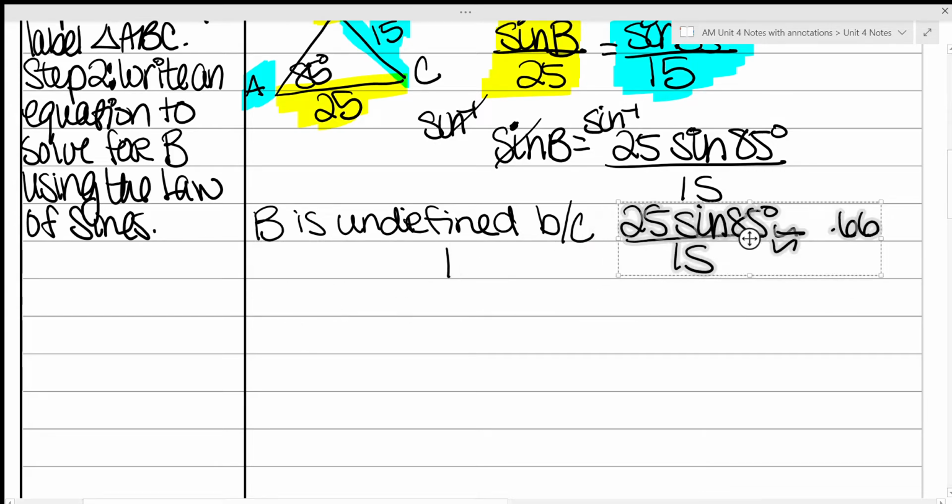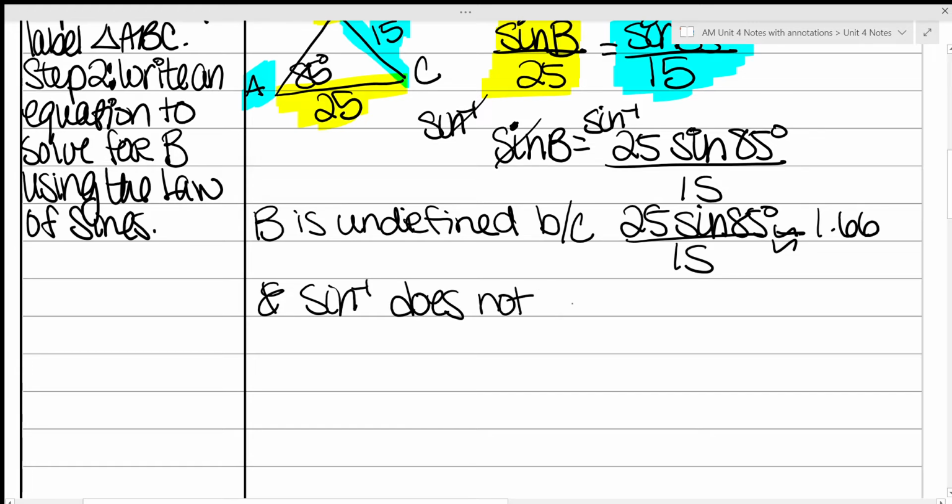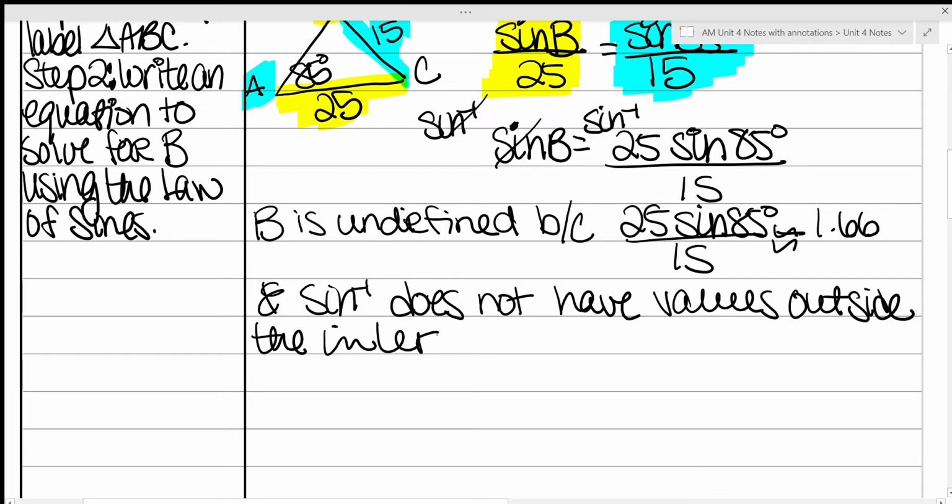Because it equals, it's not defined, and sine inverse does not have values outside the interval -1 to 1, and that's definitely outside that interval.